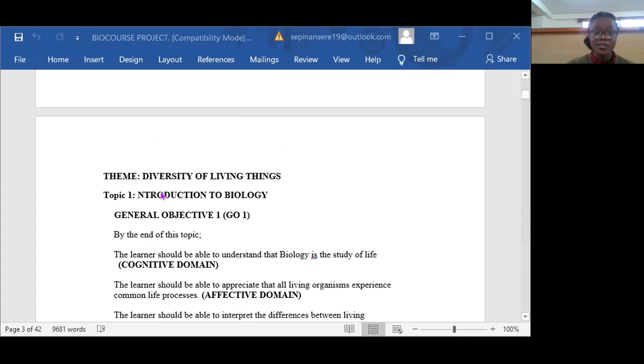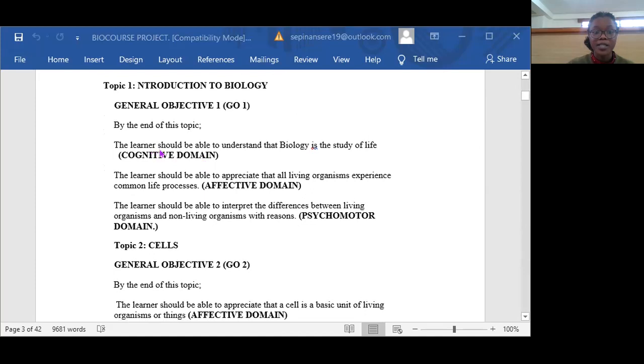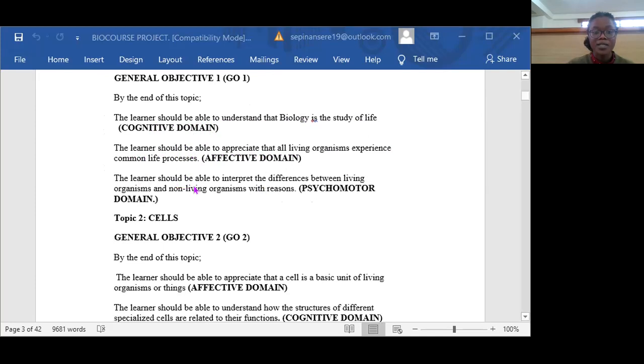For example, this general objective is in the topic of Introduction to Biology, whereby the learner should be able to understand that biology is the study of life. That is the cognitive domain. The second domain is that the learner should be able to appreciate that all living organisms experience common life processes. That is the affective domain. And thirdly, the learner should be able to interpret the differences between living organisms and non-living organisms with reasons. That is the psychomotor domain.